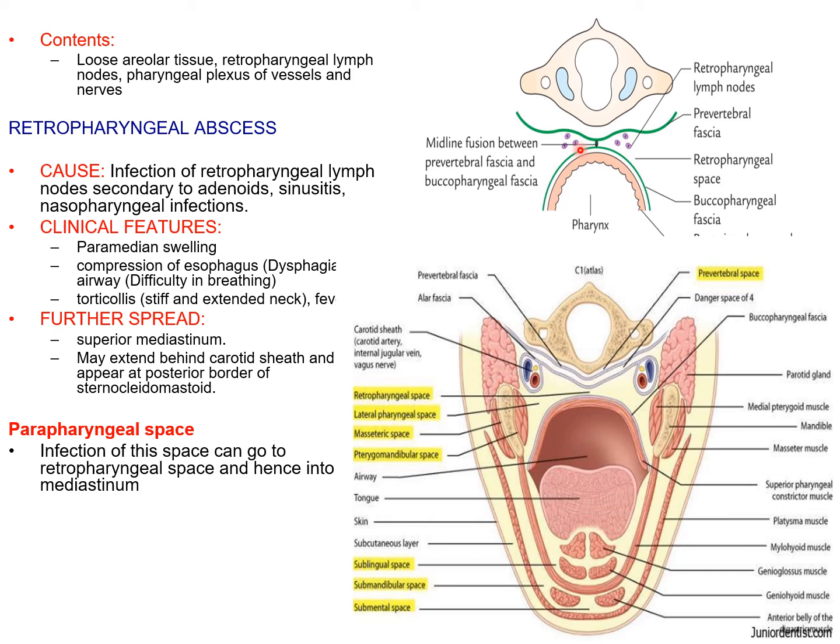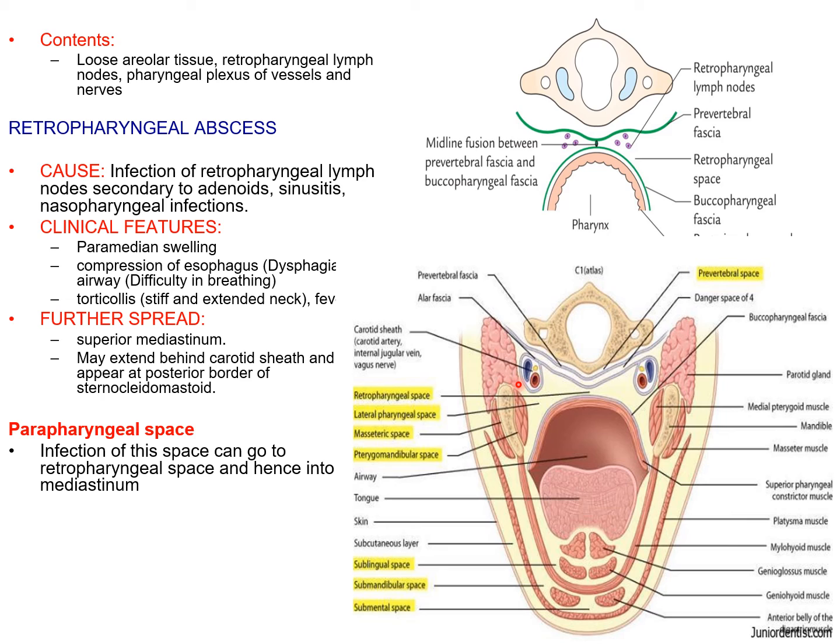Now, the infection from this retropharyngeal space may further spread into the superior mediastinum, or it may extend behind the carotid sheath and may appear at the posterior border of the sternocleidomastoid muscle.